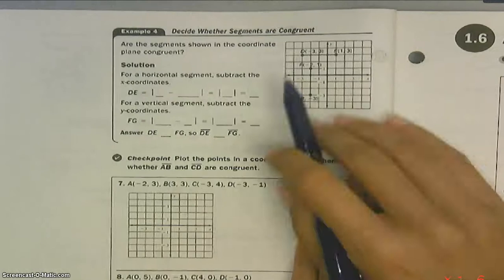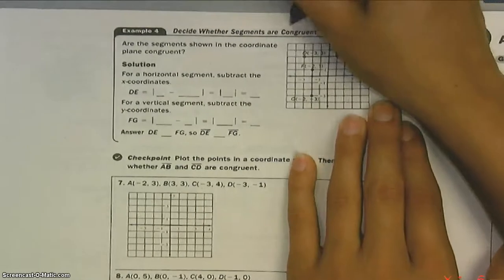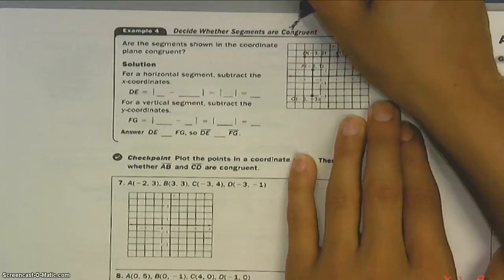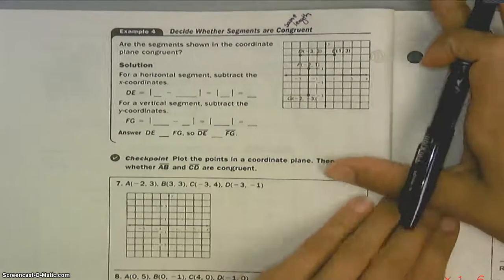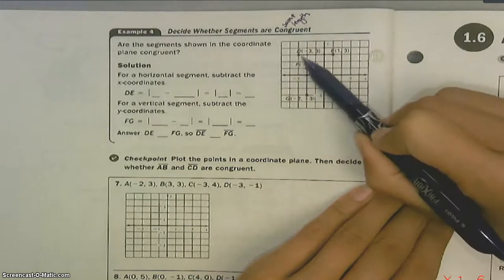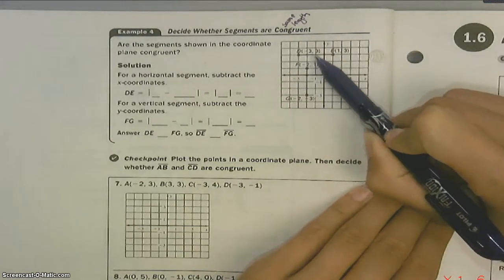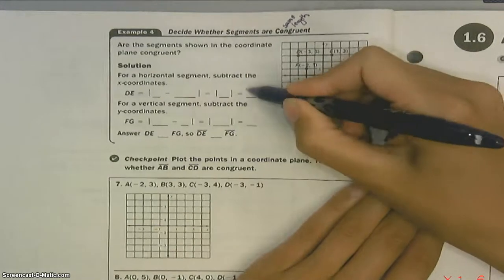Decide which segments are congruent. So remember, congruent means the same length. All right, so let's look here. DE, how long is DE? 1, 2, 3, 4. DE is 4 long.